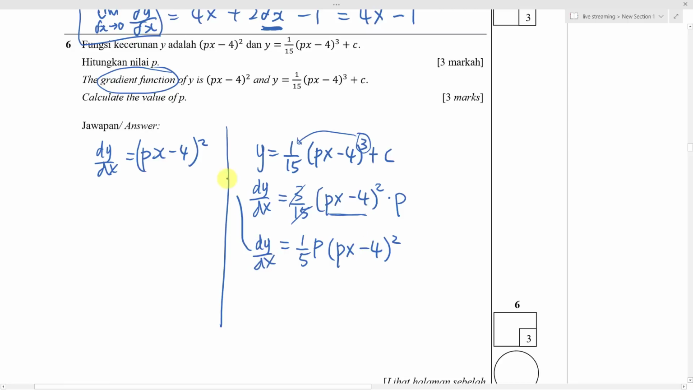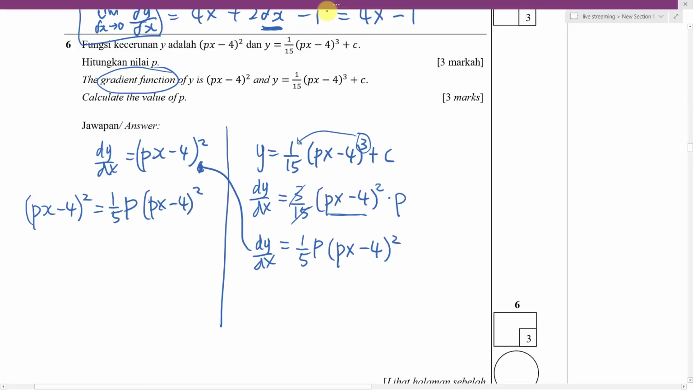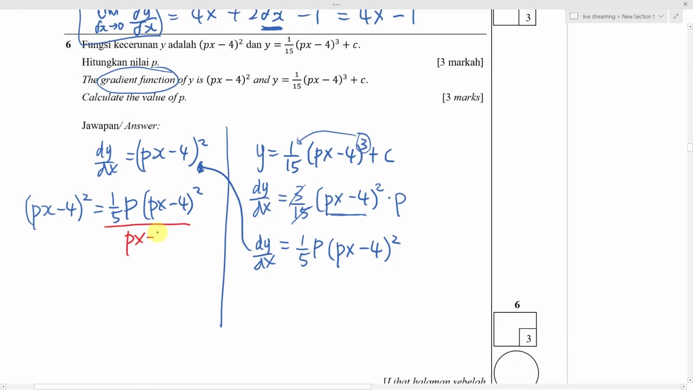So what I'm doing is I substitute my dy dx into the dy dx here, because I want to solve it. So (px minus 4) square will equal 1 over 5 p (px minus 4) square. Okay, since both sides have (px minus 4) square, I want to simplify them. I divide (px minus 4) square on both sides.